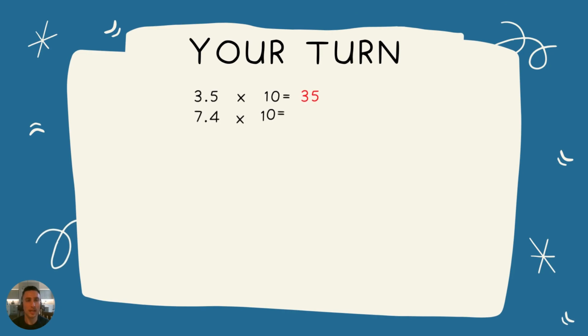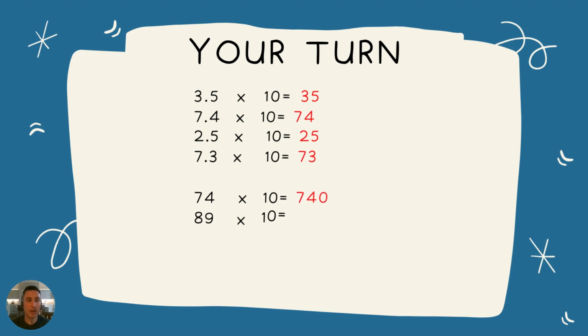So here are the answers to the questions just before. So 3.5 times 10 is 35. 7.4 times 10 is 74. 2.5 times 10 is 25. 7.3 times 10 is 73.